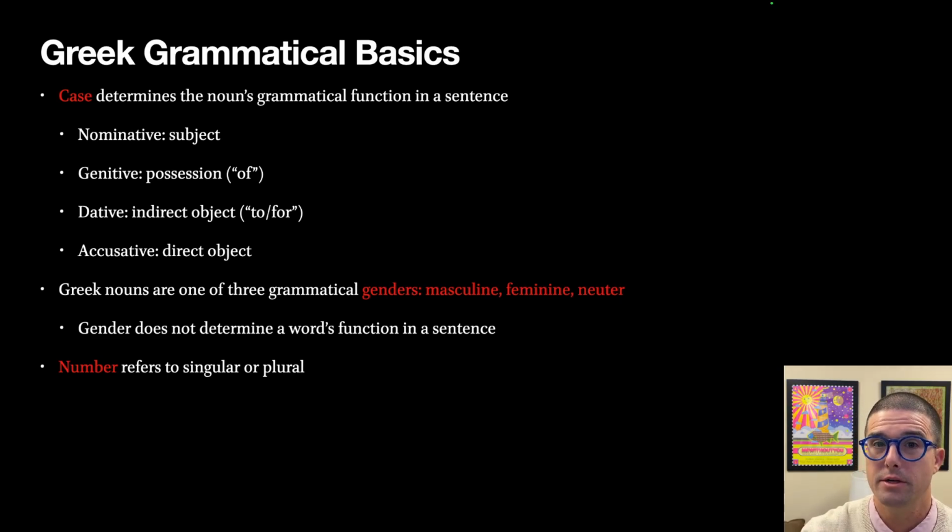So Dr. Elder teaches Greek. Greek would be the direct object down here in the accusative, to the students. The students would be the indirect object. In Greek, they would be in the dative case.